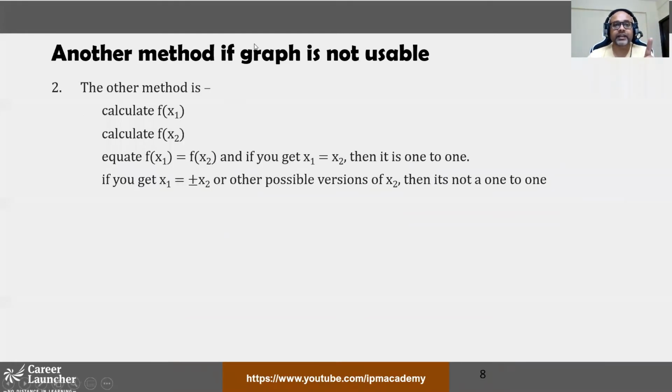The second method is, what if the graph is not available? Now I always tell you the easy parts. Now the difficult part. What if the graph is not there? Then it becomes a little bit tricky.